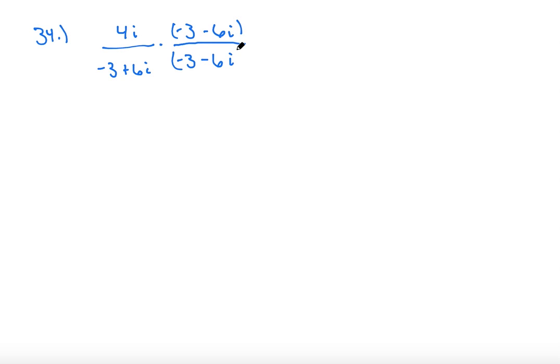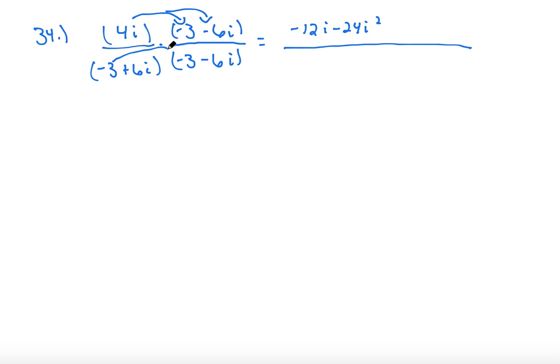And then remember, around fractions, there's really a set of parentheses around both of them. So what we need to remember to do is distribute. Okay? So the numerator is going to give us -12i minus 24i squared. And the denominator, we're going to, again, FOIL, or distribute. So we have the -3 distributed gives us the 9 plus 18i. And then we're going to distribute this. So we have minus 18i and then we have minus 36i squared.